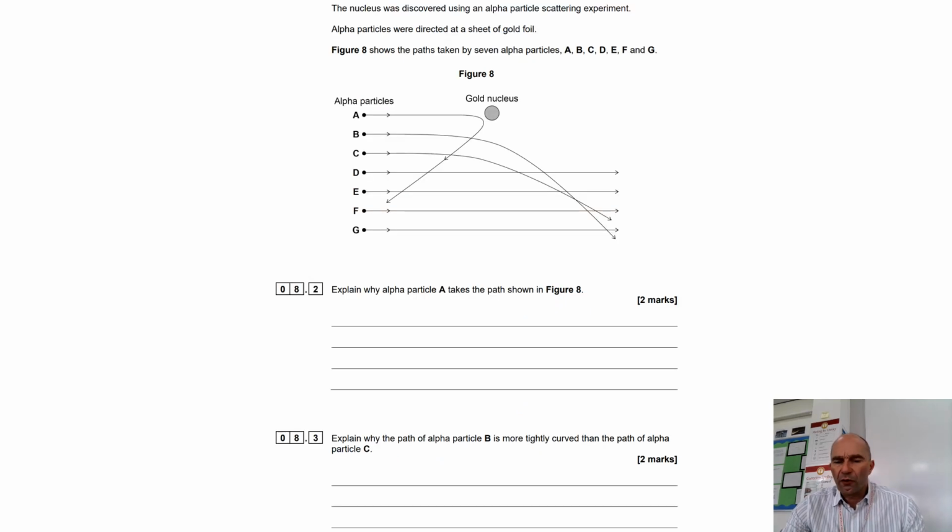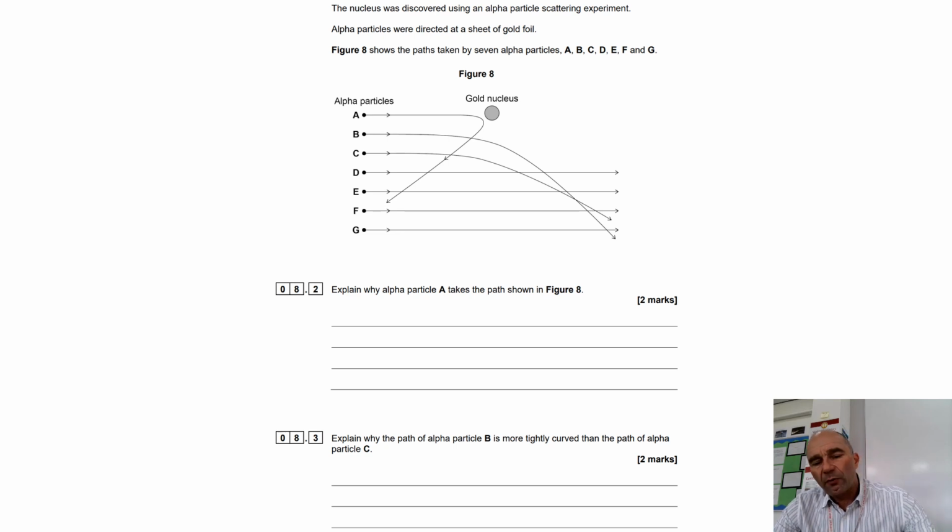And then we've got some of the results of the alpha scattering experiments. The nucleus was discovered using an alpha particle scattering experiment. You should all be thinking, yep, this is Rutherford's experiment, where he fired the alpha particles at a sheet of gold foil. And we've got a diagram showing the paths of 7 different alpha particles as they were fired at the gold foil. 8.2. Explain why alpha particle A takes the path shown in figure 8.